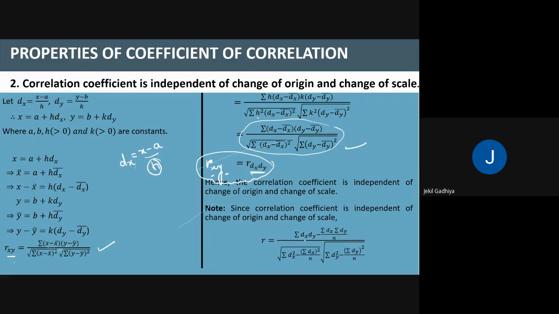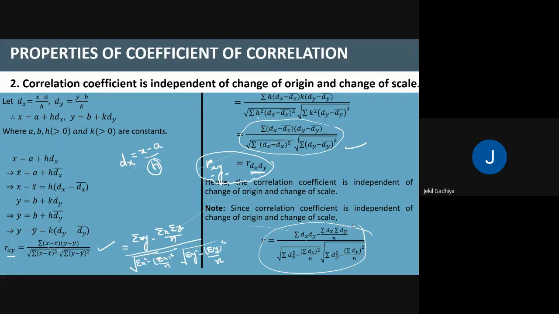Okay. Second form is what? Second form is like this: summation xy minus summation x summation y over n, over square root of summation x square minus summation x whole square over n, times summation y square minus summation y whole square over n. Now in this form, in the place of x, if you replace dx, in the place of y, if you replace dy, then you will get this. Second property is that correlation coefficient is independent of change of origin and change of scale.